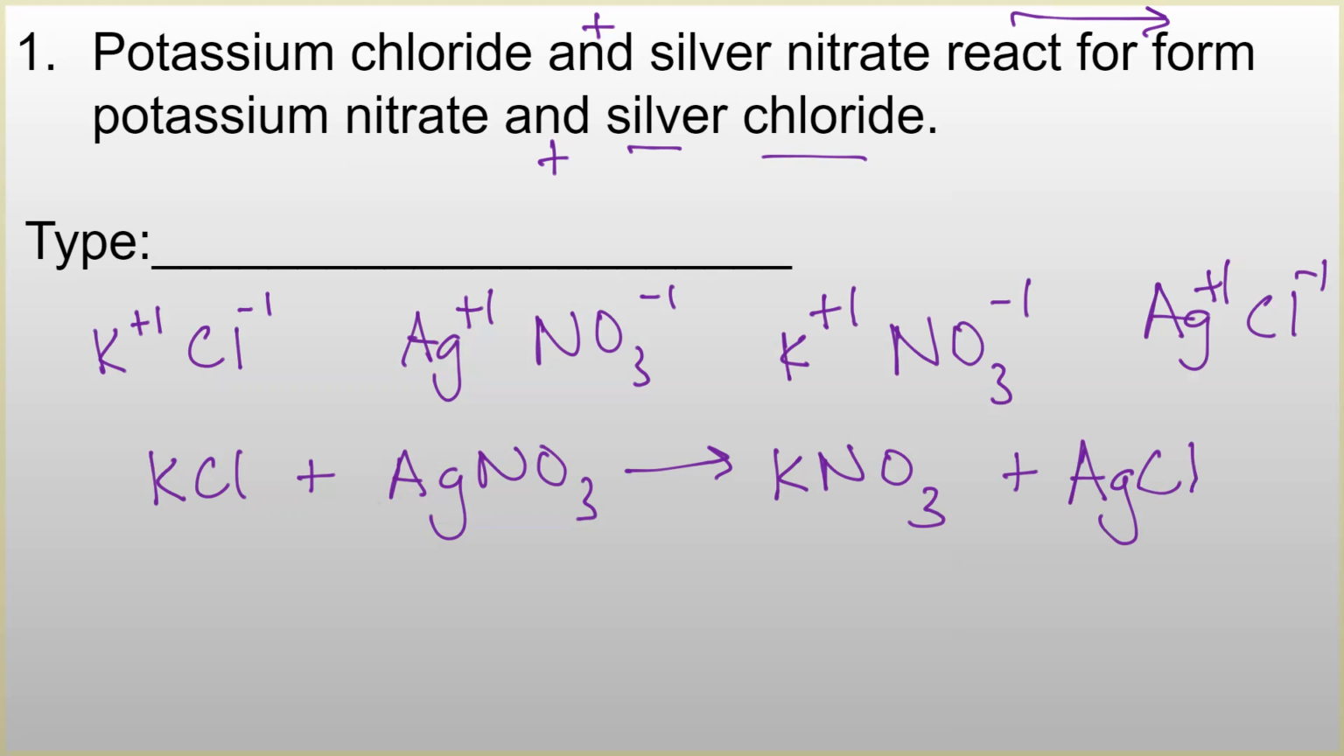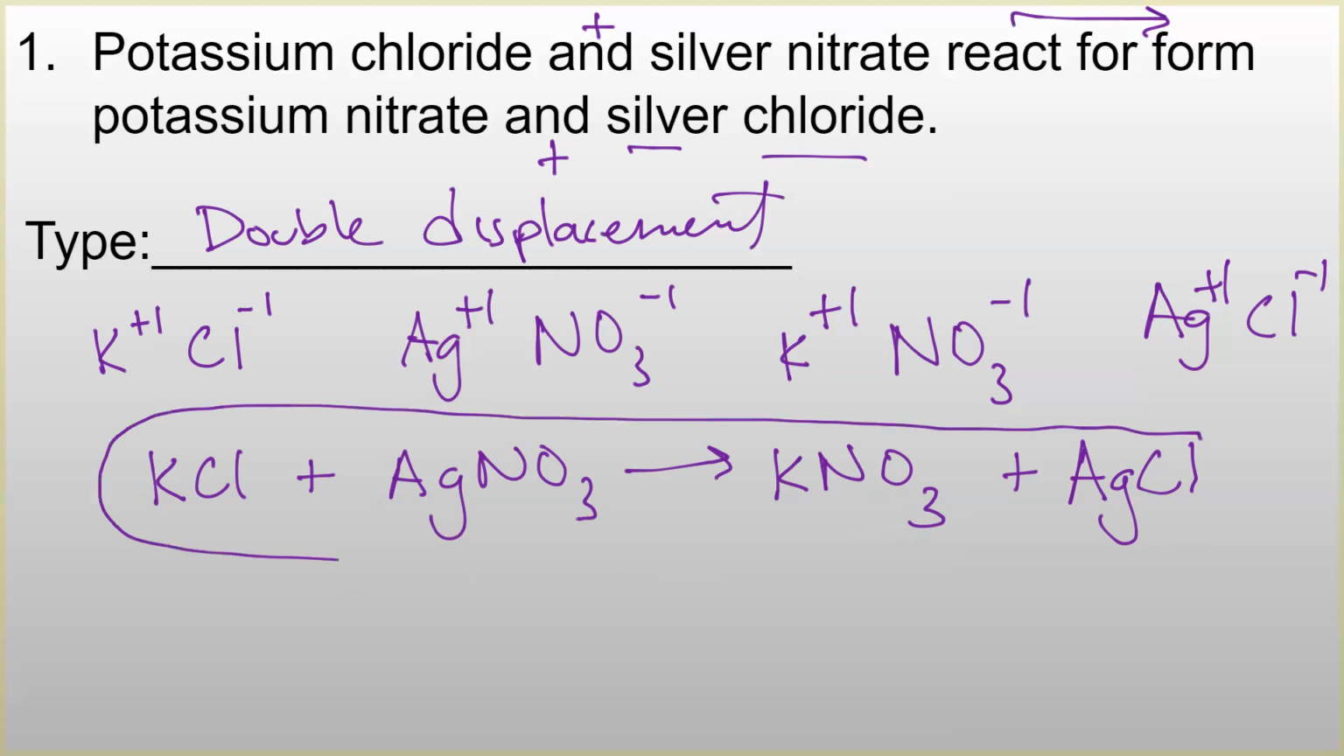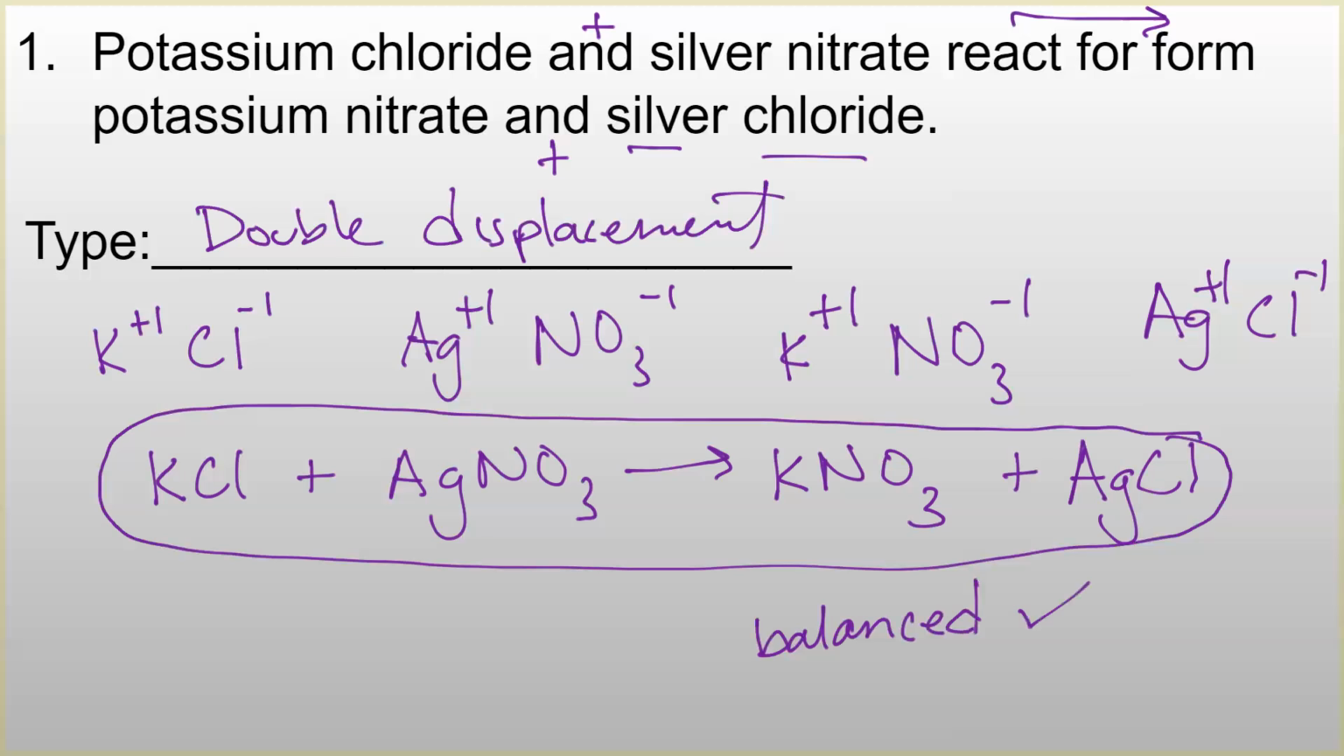Okay, that's my reaction. Hopefully you're able to see that the potassium changed from being with the chlorine to being with the nitrate. And the silver changed from being with the nitrate to being with the chlorine. So the type of reaction here is double displacement. And if you look at your equation down here, it's already balanced. So you don't even need to balance it further. This one is already balanced. Can't guarantee that'll work with the rest of them, but for this one, as written, it is balanced.